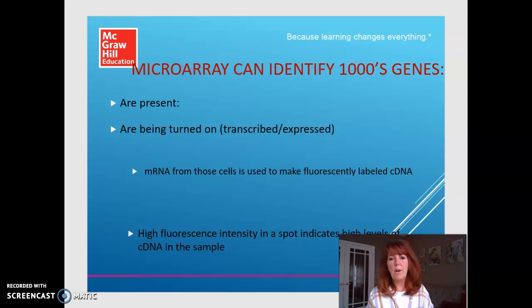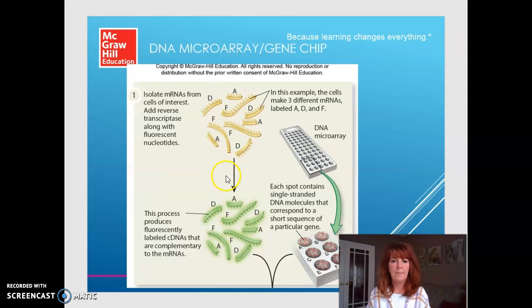So as I said, we are able to identify thousands of genes in one test. And we can do a couple of different things. We might be able to see which genes are present. And then the next step could be which genes are turned on, right? Maybe the gene is there, but it's not making mRNA. It's not being transcribed. So we would say the gene's not being expressed.